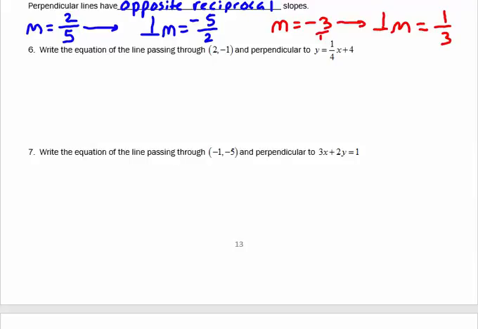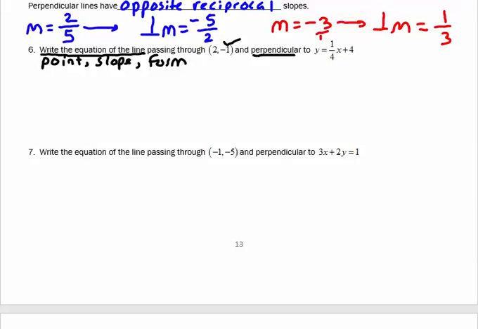So number 6, write the equation of a line passing through (2, -1) and perpendicular to y equals 1/4 x plus 4. Again, to write the equation of a line, what are the things we need? We need a point, we need a slope, and we need a form. Do we have all the information we need? Well, we've got the point. Do we have the slope? Well, not quite yet. We know we want to be perpendicular.